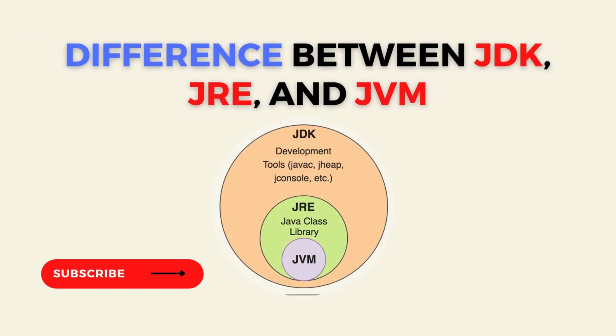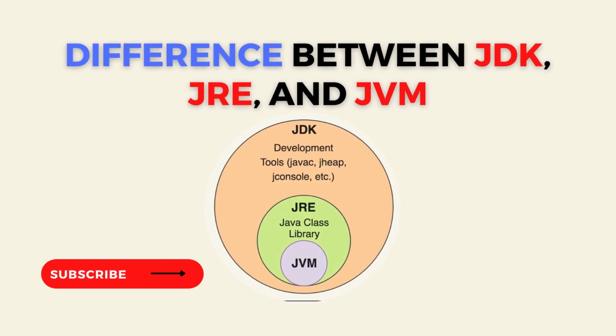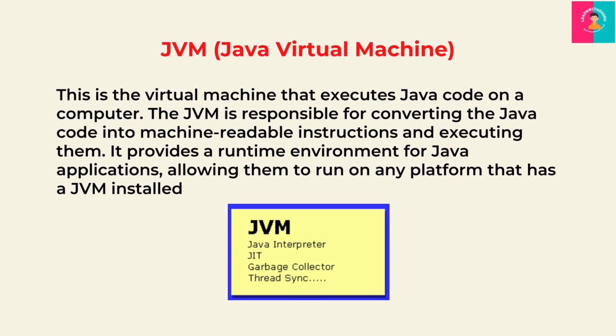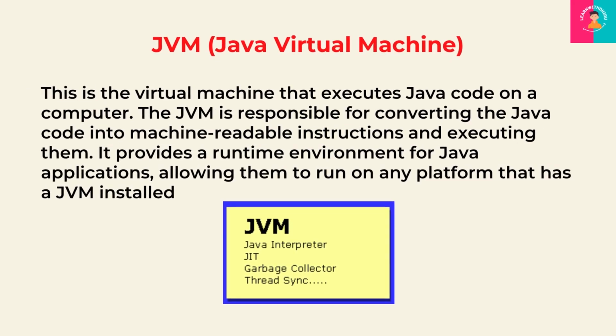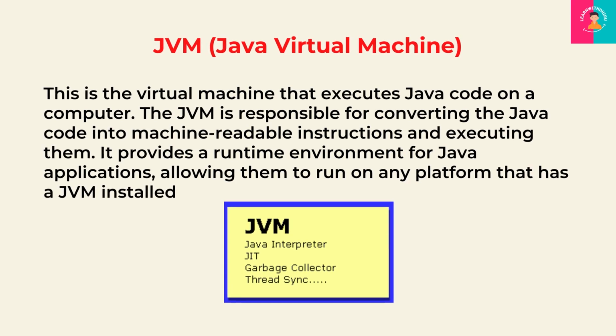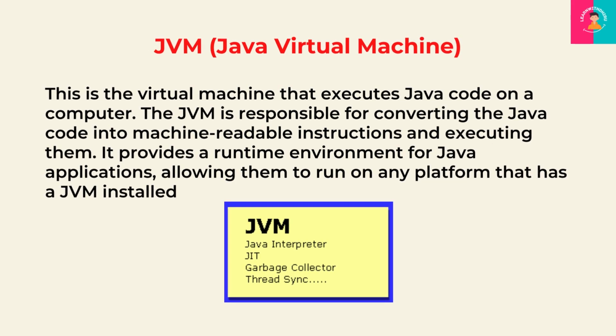Difference between JDK, JRE, and JVM. JVM, Java Virtual Machine. This is the virtual machine that executes Java code on a computer. The JVM is responsible for converting the Java code into machine-readable instructions and executing them. It provides a runtime environment for Java applications, allowing them to run on any platform that has a JVM installed.